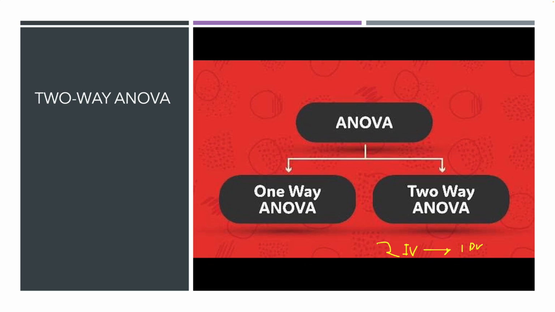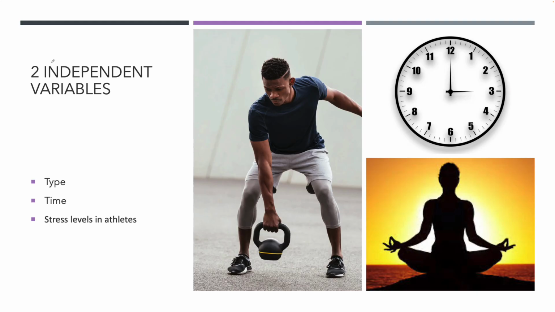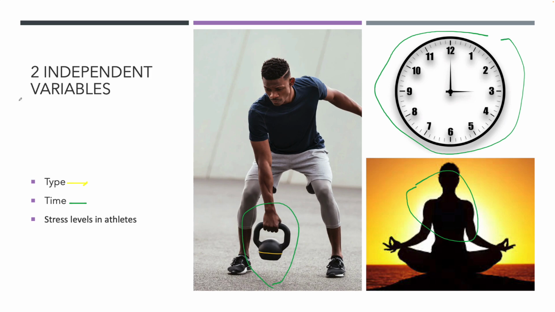So what does that mean? Well, let's talk about this for a second. So if I have 2 independent variables, let's say I'm looking at the type of exercise, which in this case could be strength training versus yoga training, right? And the time of exercise, let's say 60 minutes to 90 minutes, and I want to see how these two independent variables impact stress levels, that would be the dependent variable.